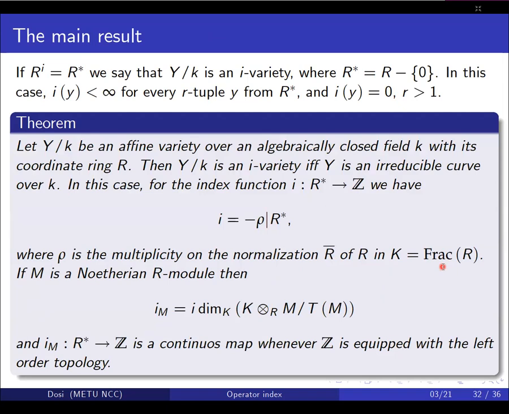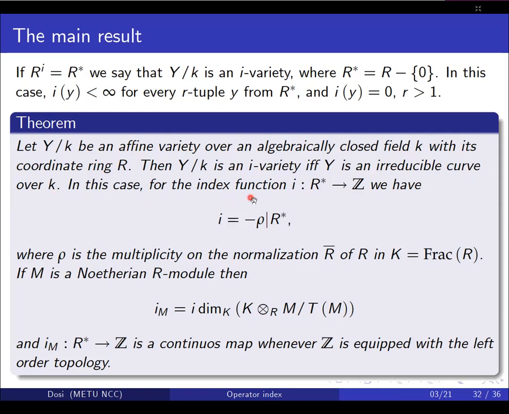So look at the case when the index of every non-zero element is finite. Let's say, in this case, R is an index variety. So in this case, the index of every tuple will be finite. Well, actually, it's going to be 0 if R is more than 1. So take an affine variety Y over an algebraically closed field K with its coordinate ring R. Then Y is an index variety if and only if Y is an irreducible curve over K.